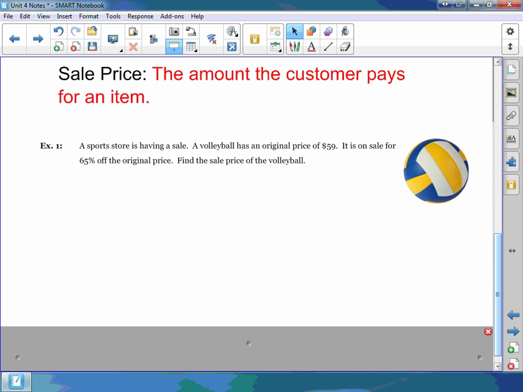So the final price, what are you paying for this volleyball after the sale? Mara? You're paying $20.65. Yeah. Okay. There might have been another answer that some of you got, but that different answer is most likely the amount that it was discounted. So Mara, can you explain how you came up with your number, please?